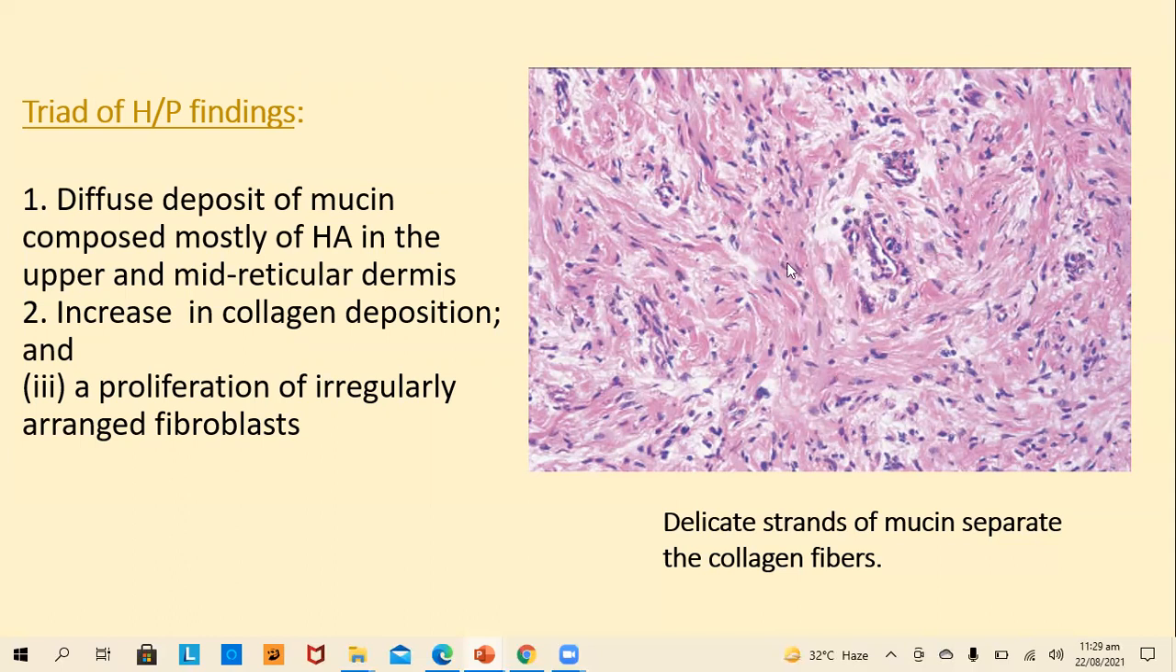Then in addition, there is increase in collagen deposition. And thirdly is the proliferation of irregularly arranged fibroblasts. So the three main features are the mucin deposition between the collagen bundles, increased number of collagen fibers, and increase in amount of fibroblasts.